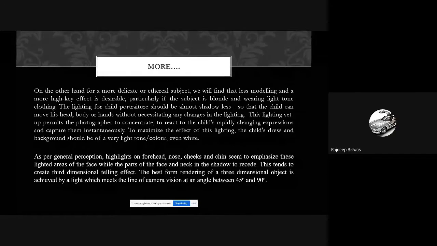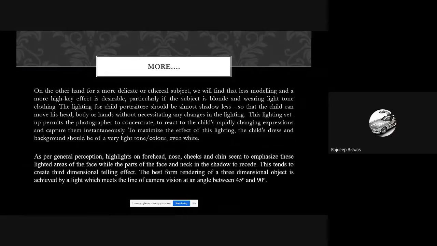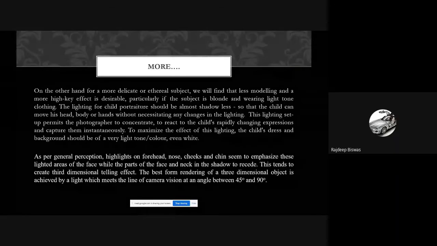A while ago, if you remember, I discussed, once you try to move the source of light on the right or on the left, and then vertically up or vertically down, you would see change of shadows on the subject. And the highlights are mostly observed on the forehead, the nose, the cheeks, and the chin. So remember to look for the highlights in those areas.